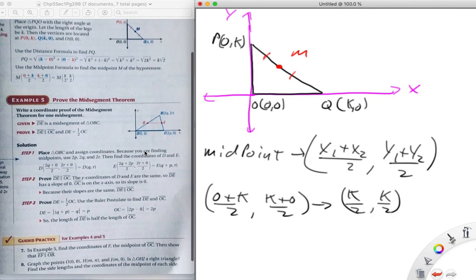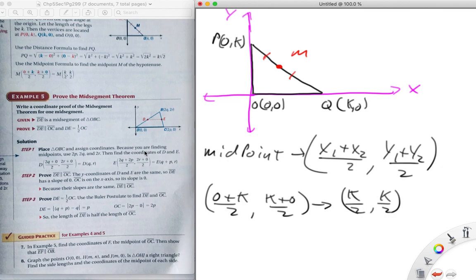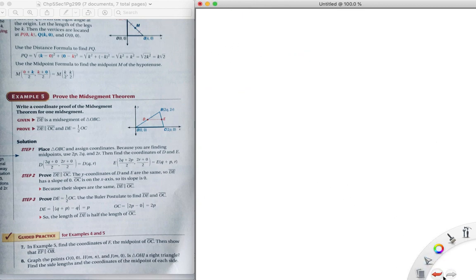Here's the proof of the midsegment theorem. The proof of the midsegment theorem says this. We have to do three things. They give us a triangle, OBC. They give me a midpoint at D and a midpoint at E. Notice how they labeled their points.